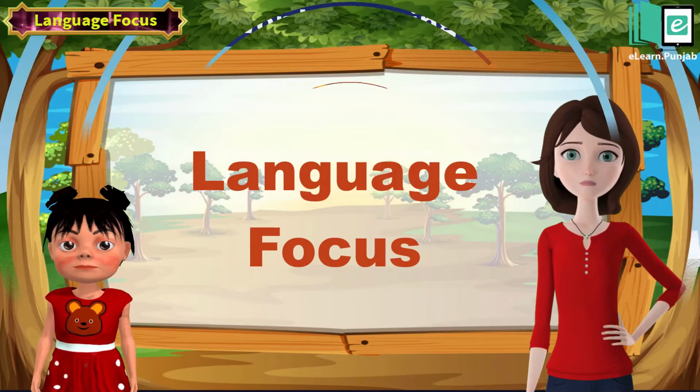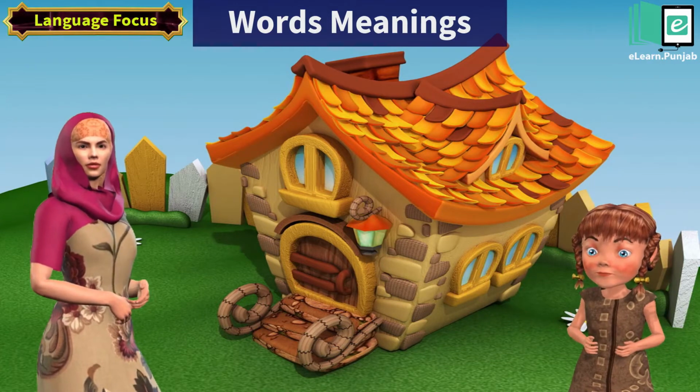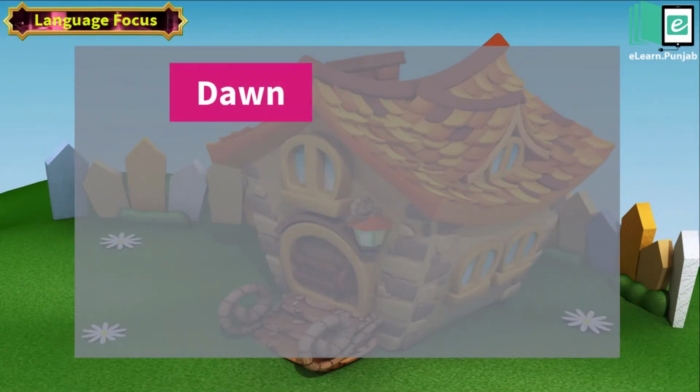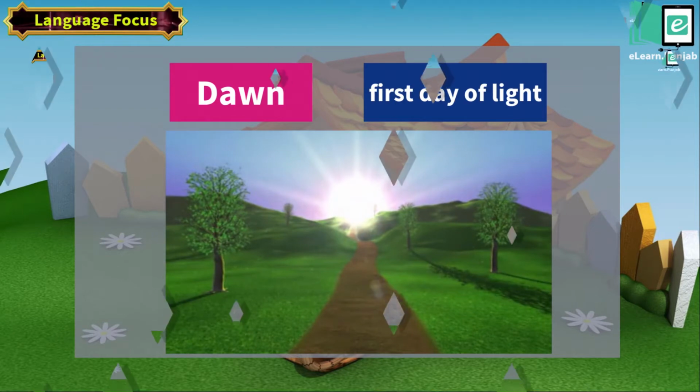Language focus. Mommy, I read a poem in the classroom. I don't know the meaning of dawn. What does this mean? Noor, dawn is a noun word and it means the first light of the day. You can see here too.